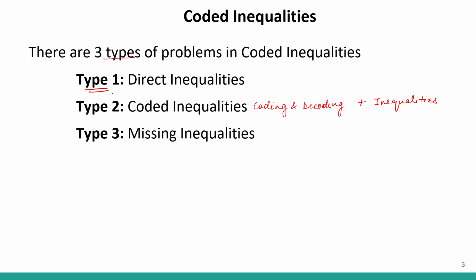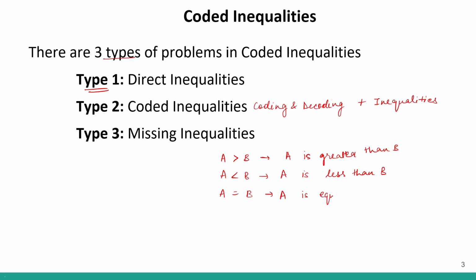So in inequalities, we know that there are only 5 symbols. A is greater than B is represented like this. This means A is greater than B, correct? A is less than B is represented like this. A is less than B, correct? A is equal to B is represented like this. A is equal to B.